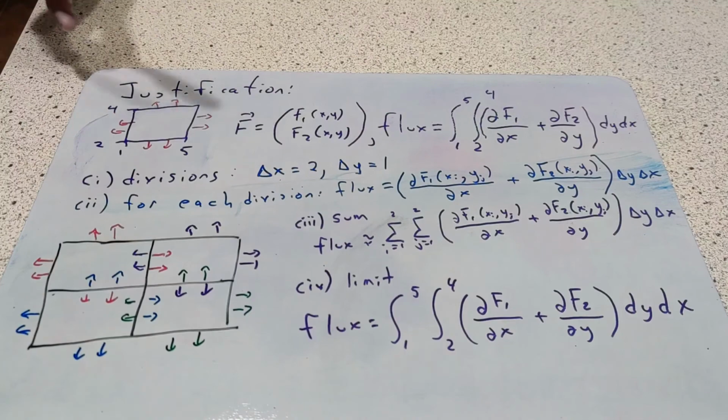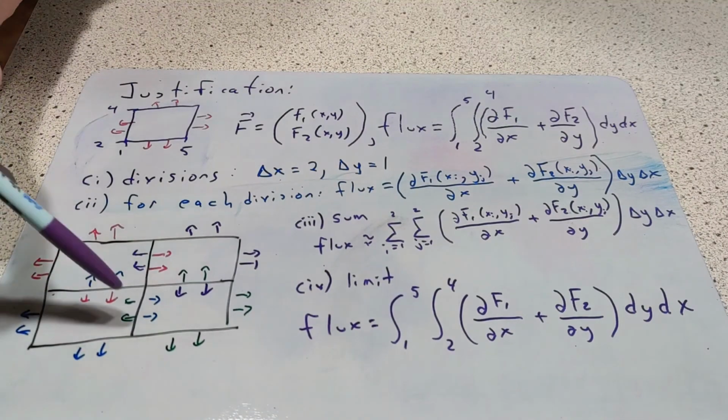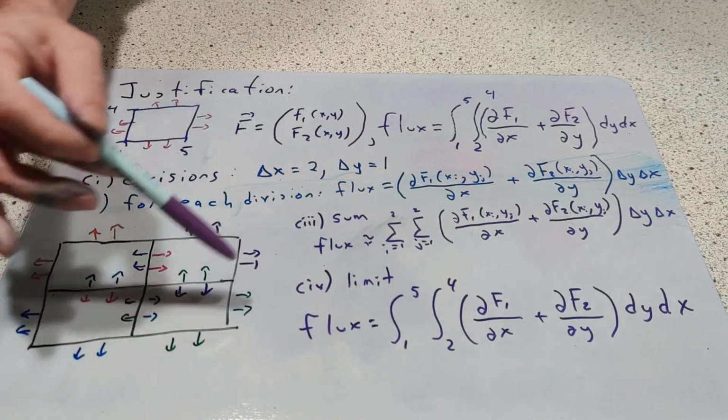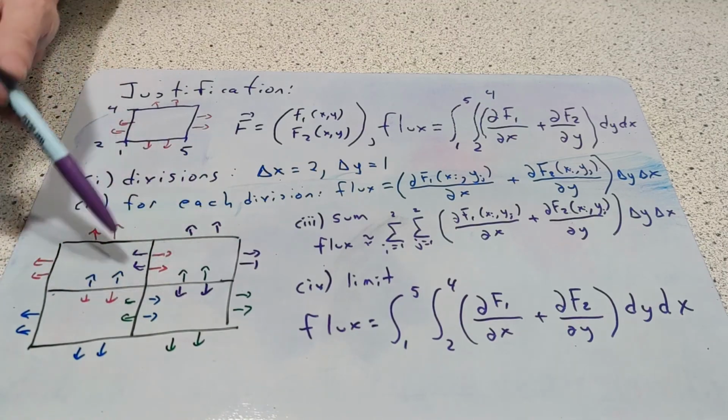Okay. So we have a rather amazing conclusion that if we want the amount of flux that's leaving along a curve, we can integrate over an area.